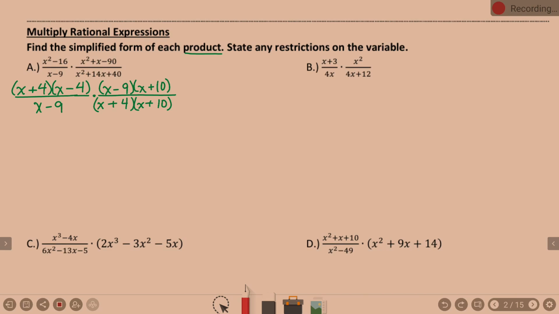What factors do you guys want to cancel? Okay. X plus 10 on top cancels with x plus 10 on bottom. What else cancels? X plus 4. X plus 4 on top cancels with x plus 4 on bottom. And x minus 9 on top cancels with x minus 9 on bottom.